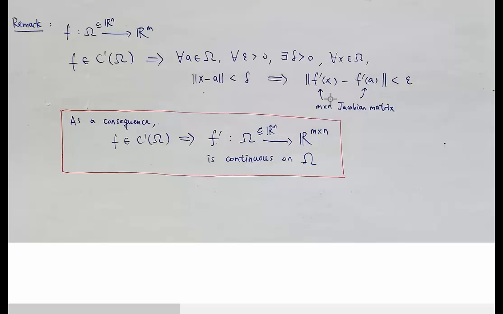Now I'll leave the proof of this result to you as an exercise. Now the consequence of this result is that if we regard f prime as a map from omega to R^(m by n), where this is the space of all the m by n matrices. In other words, f prime will send a in omega to f prime a, which is a Jacobian matrix. Then such a map is continuous on omega if we assume that f is of class C1 on omega. Now this is going to be quite useful, and we will use this result from time to time in future chapters.